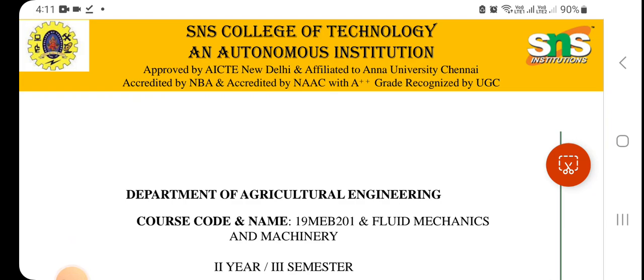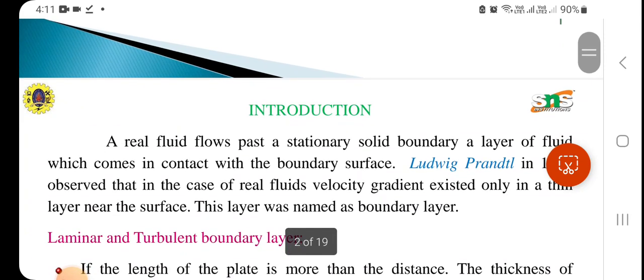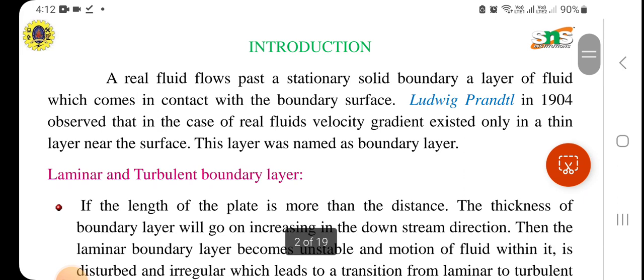In today's fluid mechanics and machinery class, we are going to study about the boundary layers. When a real fluid is passing through a solid boundary, a layer of fluid which comes in contact with the boundary surface or the solid surface is observed. The real fluid velocity gradient exists only in a thin layer near the solid surface. This layer was named as boundary layer.